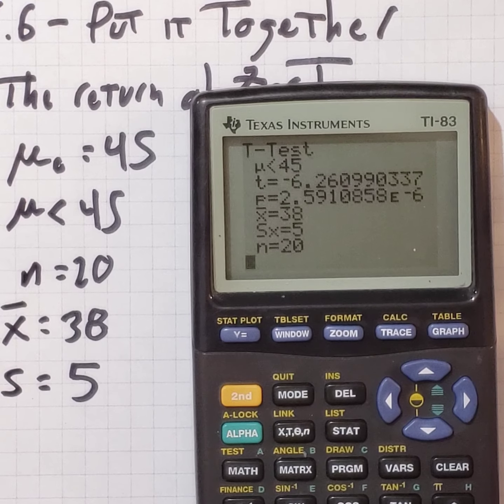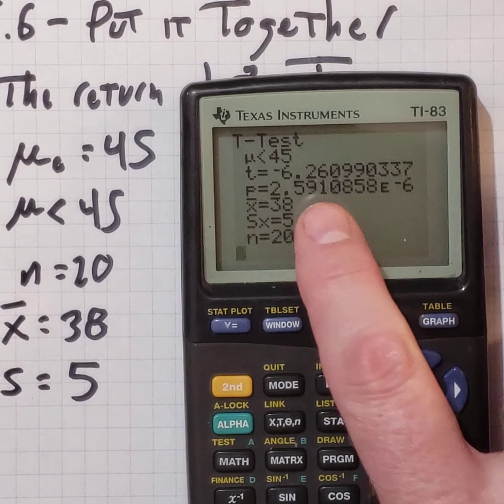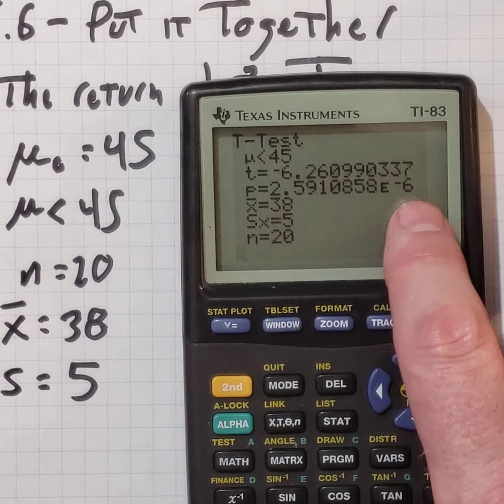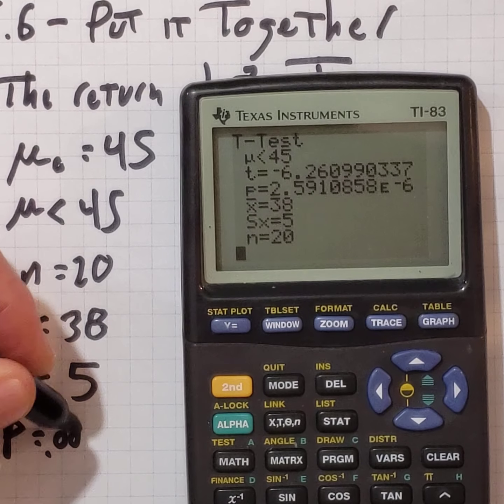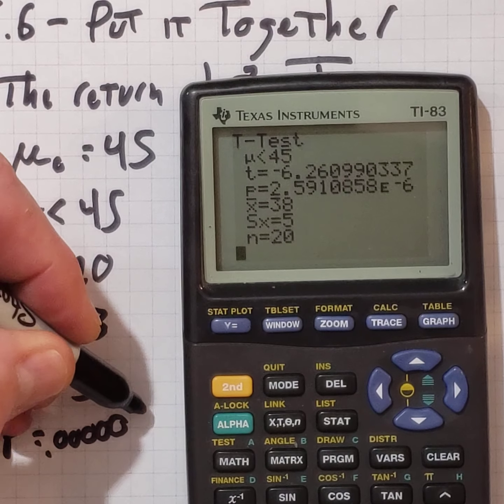And we get some pretty convincing evidence here. Our p is 2.59 times 10 to the negative 6th. So our p-value is going to be 0.0000006.